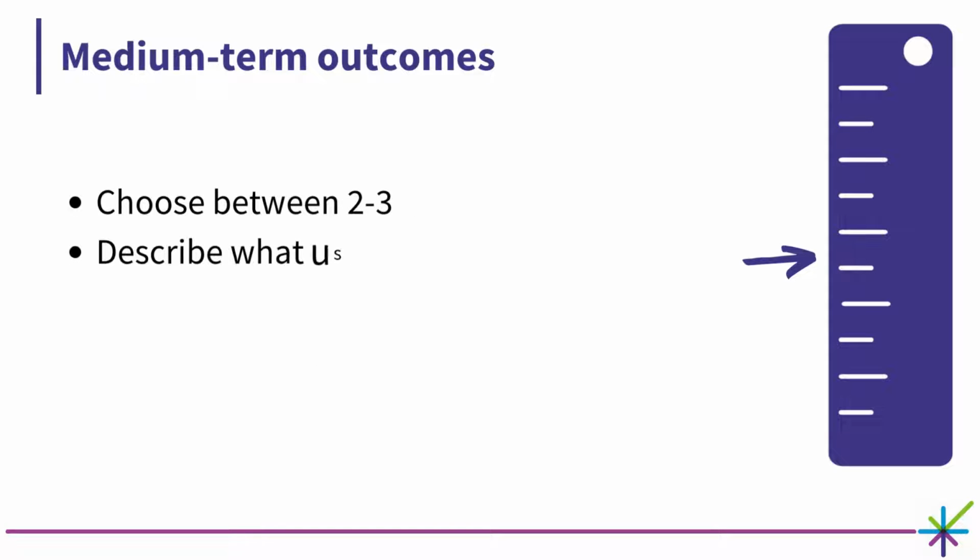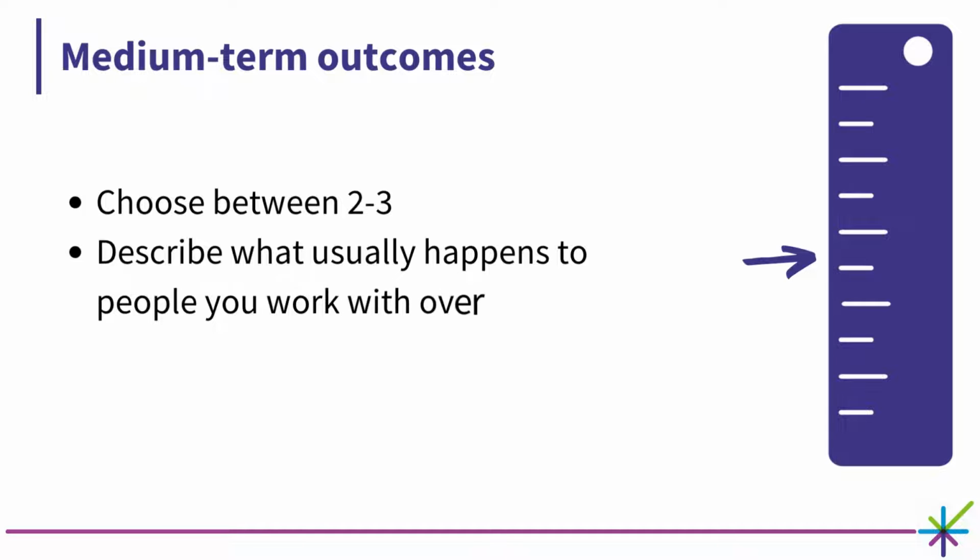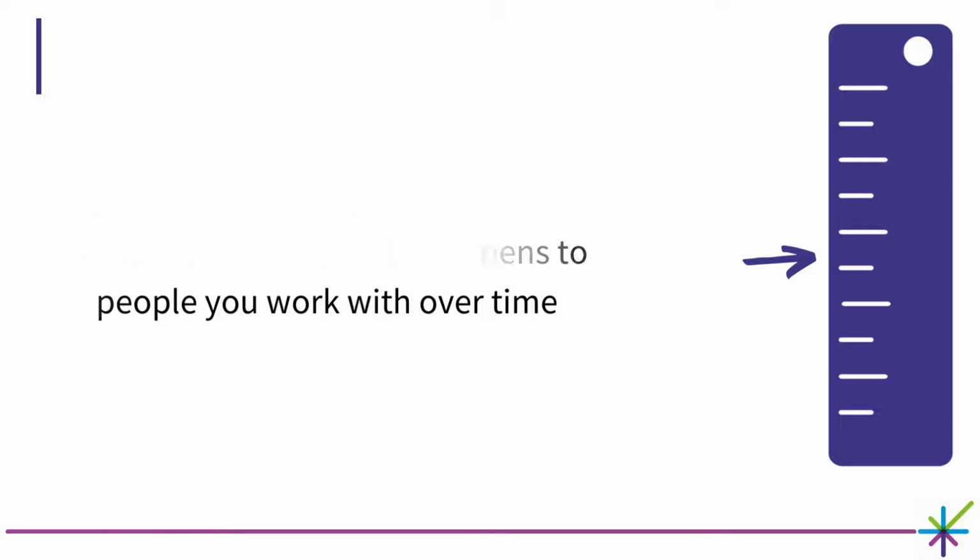Medium-term outcomes. Then see if you can select 2 to 3 medium-term outcomes. These outcomes should describe what usually happens to people you work with over time. Think about examples of what typically happens for the people you support over time. Medium-term outcomes are a helpful link between short-term outcomes, which we will probably evaluate more regularly, and longer-term change.